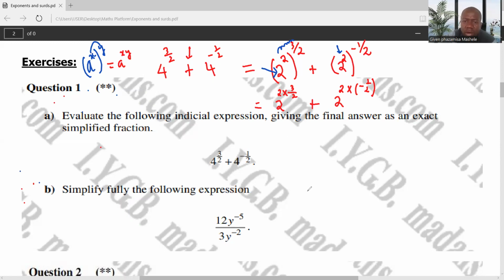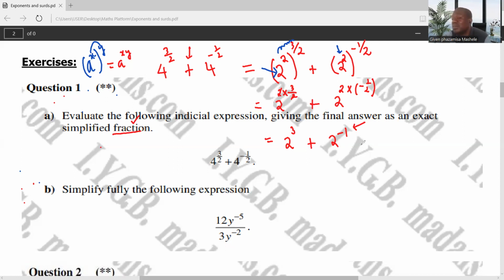Okay? So now when we simplify, this will be 2 to the exponent of, what is 2 multiplied by 3 over 2? It will just give us 3. Plus, same applies, 2 multiplied by negative half. This will give us 2 to the exponent of minus 1. Remember, they said we want to simplify this. We have to expand this to a simplified fraction. And what did I say? We have a negative exponent here, an exponent that is a negative power.